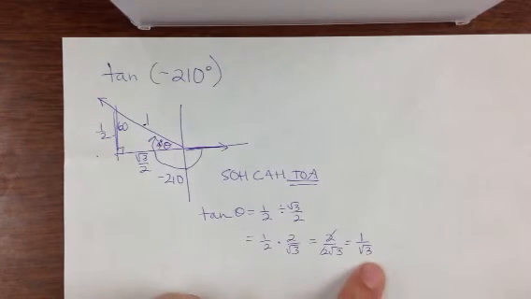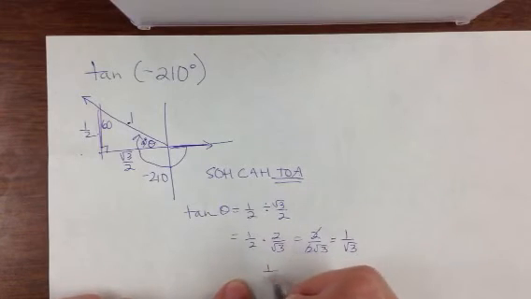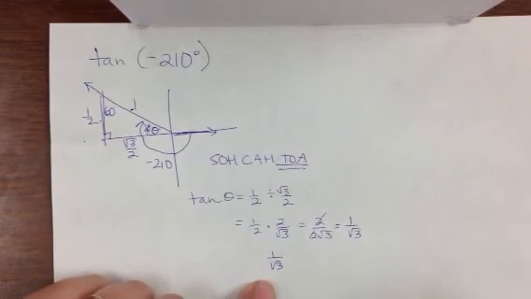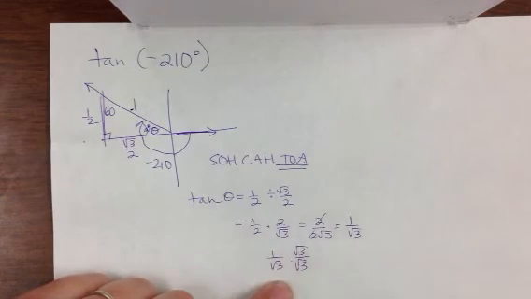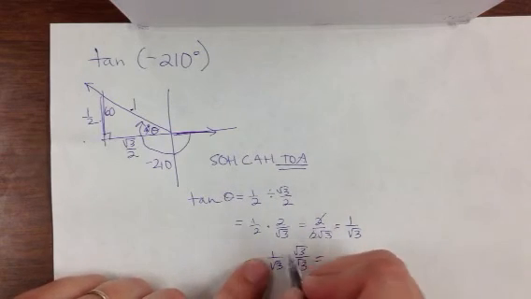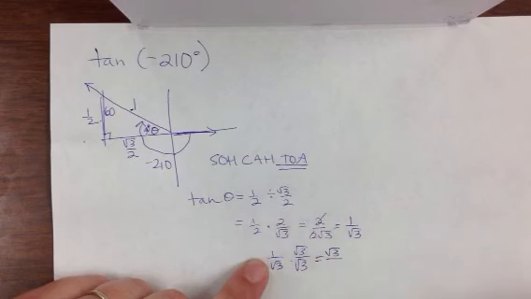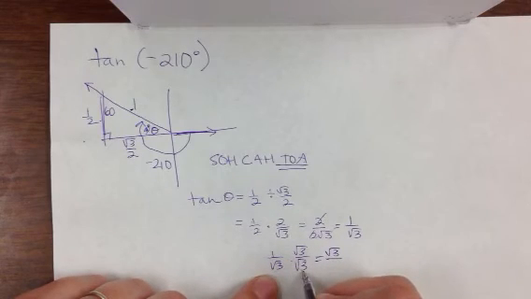But again, I cannot have a square root in the denominator, so I have to rationalize the denominator. To rationalize the denominator, you multiply by what's already in the denominator. That reduces to 1, and 1 times anything doesn't change the value. So I get 1 times the square root of 3, which is just the square root of 3, over square root of 3 times square root of 3, which is the square root of 9. The square root of 9 is just 3.